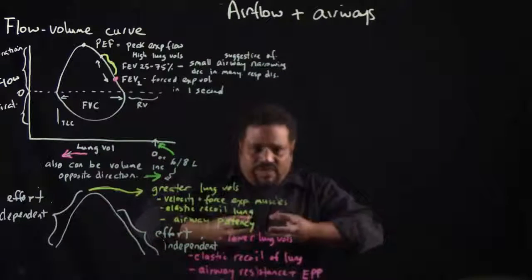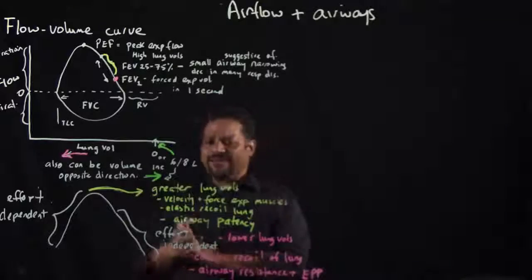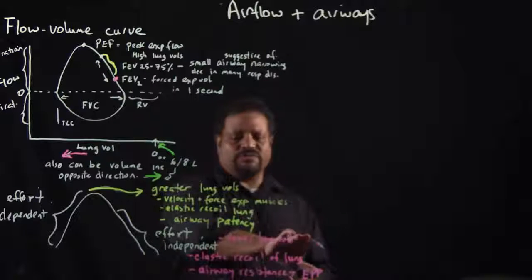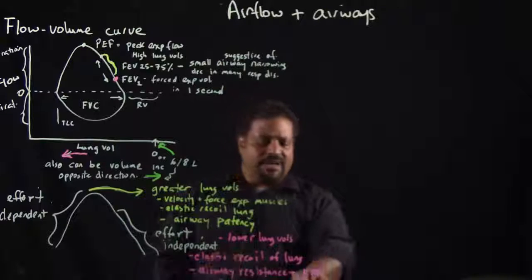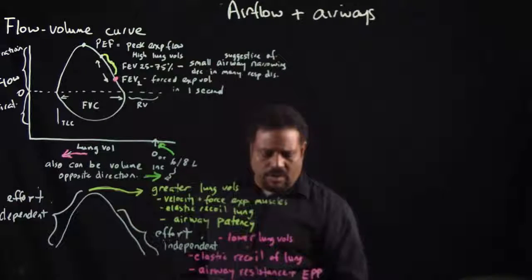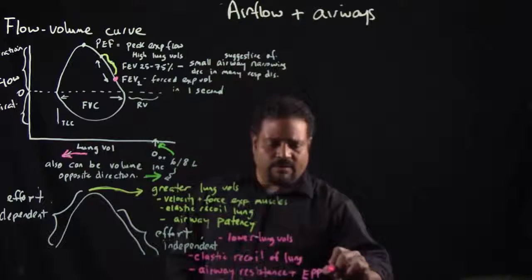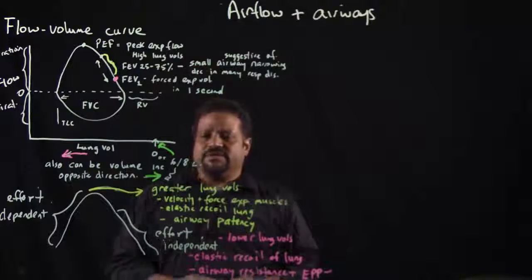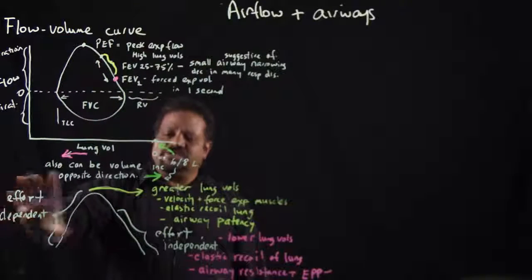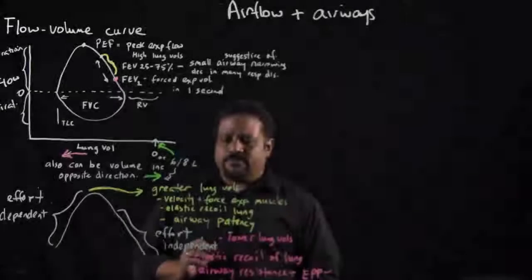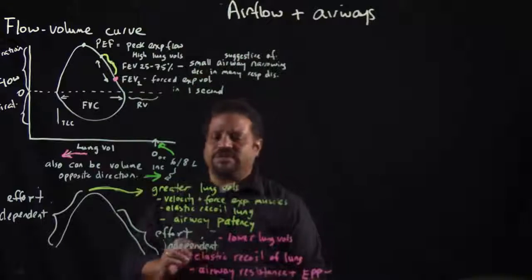The elastic recoil of the lung, okay? And also if the airway is open or patent. The effort-independent region occurs at low lung volumes, and that is dependent on elastic recoil of the lung and airway resistance, and the equal pressure point, EPP, and also it relates to dynamic compression. Okay, and we'll talk about dynamic compression a little bit later. So we have the flow volume curve, and then we have the effort-dependent region and the effort-independent region. And importantly, for that effort-independent region, we have dynamic compression and equal pressure point playing a role there.